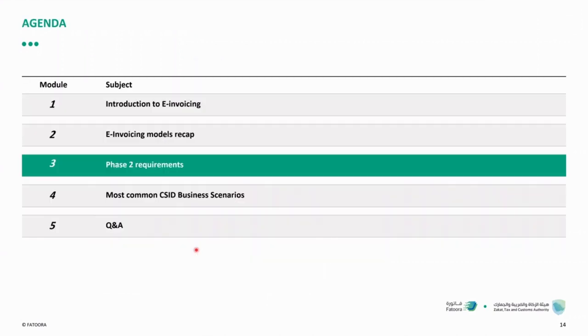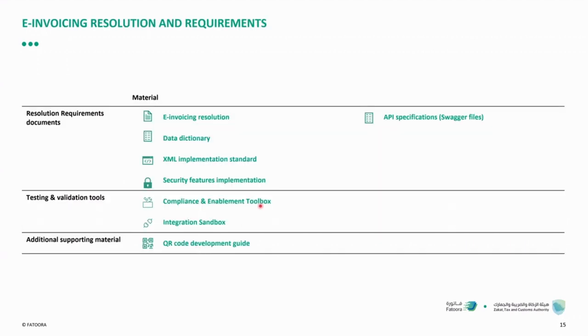Now, let's dig deeper into phase 2 requirements. What does it entail, and what does it require from our taxpayers to make sure that they are phase 2 compliant with Zatka regulation? So, in terms of material, we have published 4 documents related to the resolution. So we have the e-invoicing resolution itself. We have the data dictionary for the data fields and their definitions and how they are to be used and the formats. We also published the XML implementation standard. And then we have the security features implementation, which also includes the QR code. And then we have the API specification Swagger file. We're going to have a look at it in this presentation.